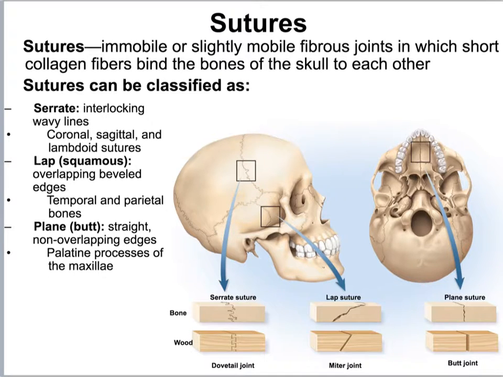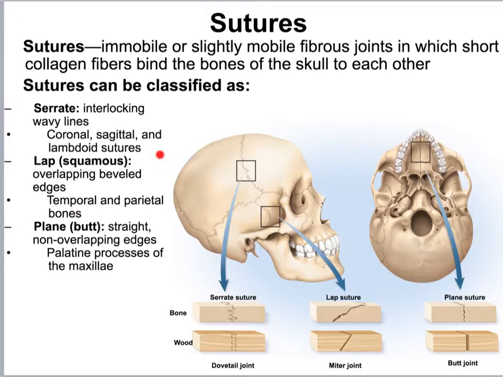Serrate, you think serrated blade, it means a wavy line. That wavy line is going to increase surface area. More surface area means that you have more connective tissue holding them together. It means that it's a stronger joint. So you can see down here, the serrate suture is roughly the equivalent of a dovetailed joint, which does maximize surface area.